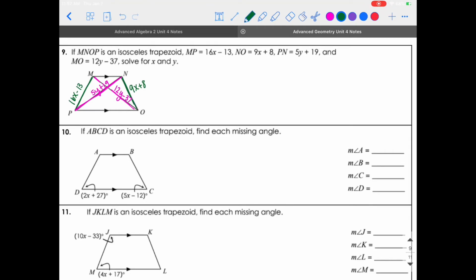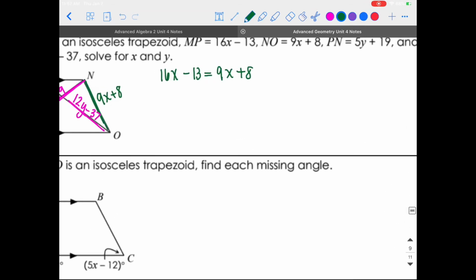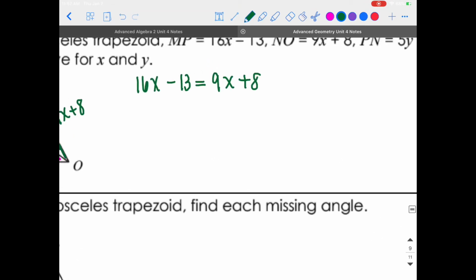So let's start with x, and we know that MP and NO are the same length. So 16x minus 13 equals 9x plus 8. I can subtract 9x from both sides to get 7x minus 13 equals 8. And then add 13 to both sides to get 7x equals 21. And dividing by 7 gives us x equals 3.